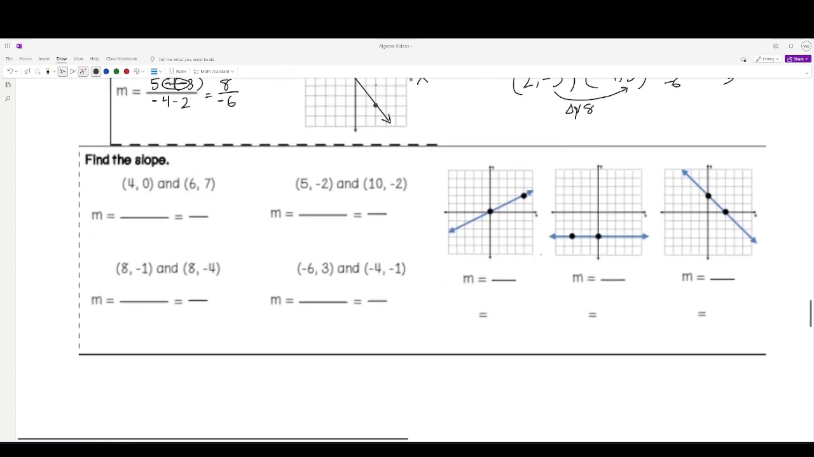All right, there's a few more examples for finding the slope. I'm going to let you try these ones because this video is already pretty long. I'm just going to show you 2 of these.